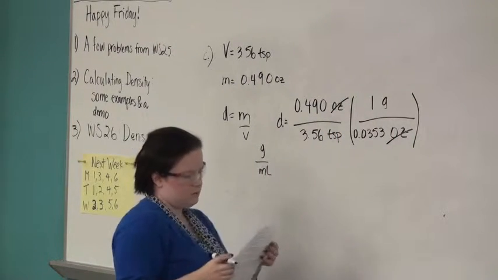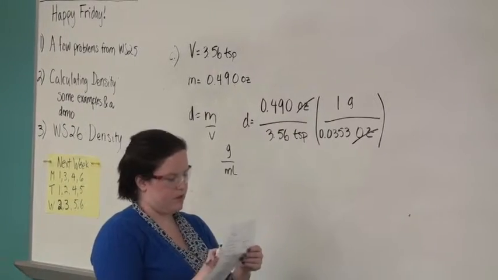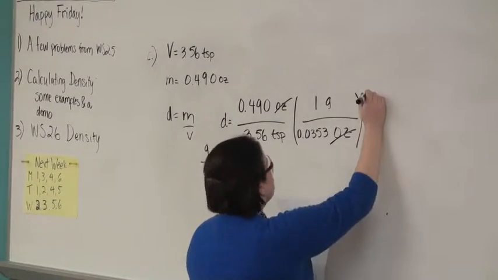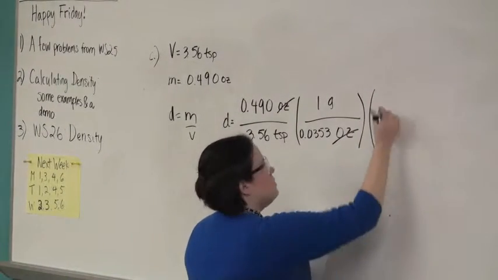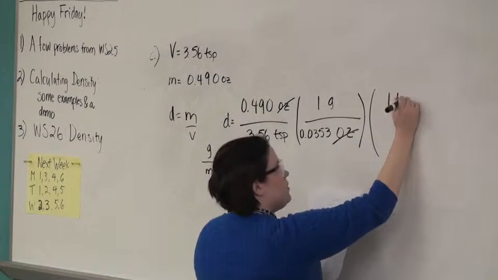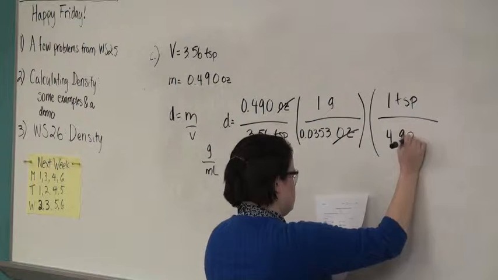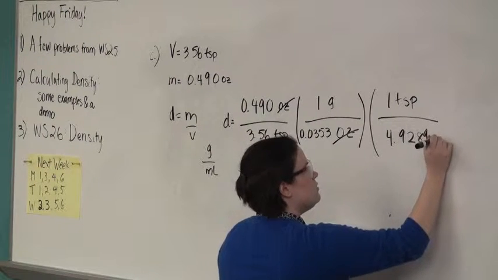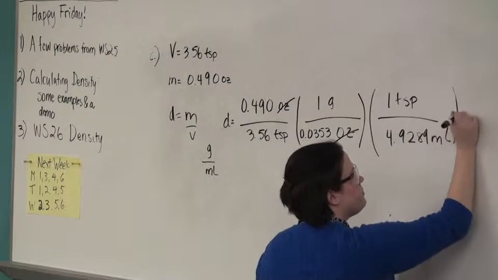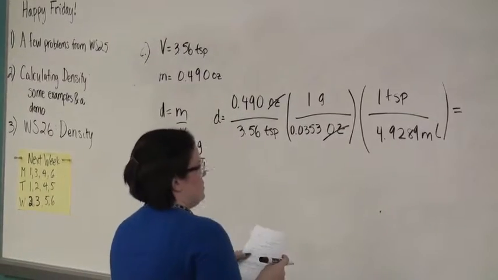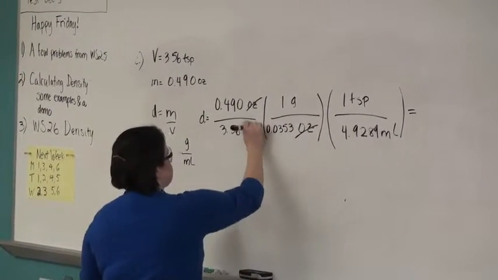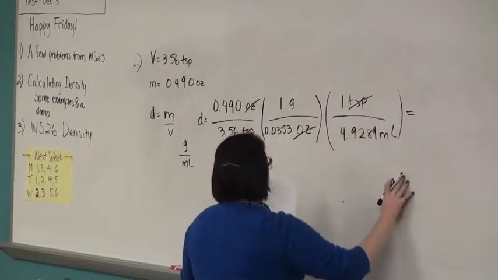And now I need to get from teaspoons to milliliters, and I happen to have the same conversion right here. So I've got 1 teaspoon on top and 4.9289 milliliters on the bottom. So my teaspoons have canceled out. And now I just have to calculate.